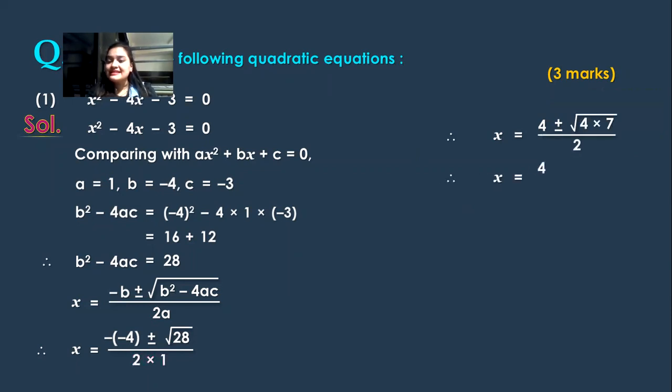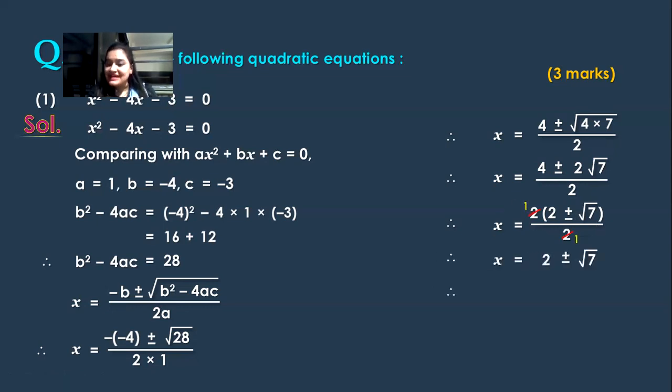Now over here guys, if you check, root of 4 is 2. And 7 doesn't have a proper square root, so I'll write as root 7. In the numerator, 4 and 2 both are divisible by 2, so I'll take 2 as common. 2 2s is 4, so 2 will be remaining, and over here 2 is common and cancels, root 7 is remaining. So the answer is 2 plus minus root 7, which can be written as 2 plus root 7 or 2 minus root 7.